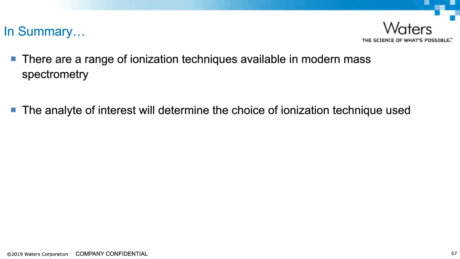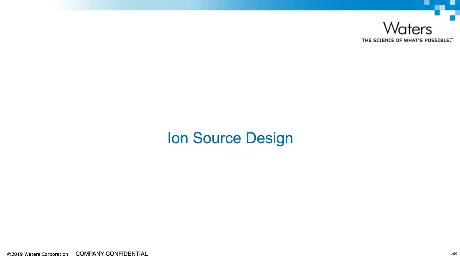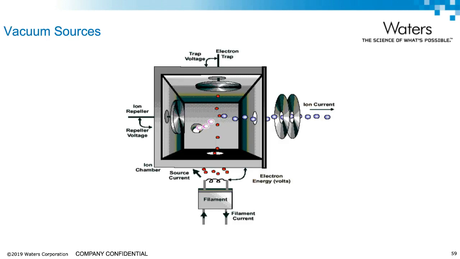As well as the ionization technique being used, the design of the ion source can be critical to the functionality of the mass spectrometer. We've touched on this topic a little when discussing ionization techniques, but let's look at it in more detail. In sources where the ionization occurs under vacuum, such as EI, shown here, the ions only need to be moved from the source into the mass analyzer as they are already under vacuum.